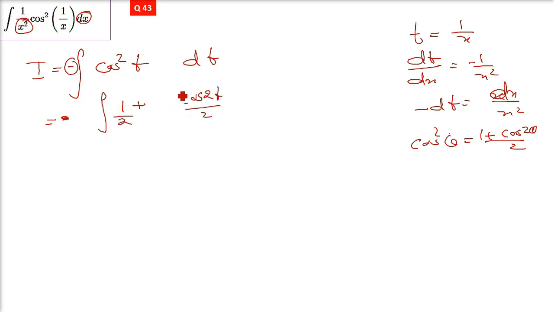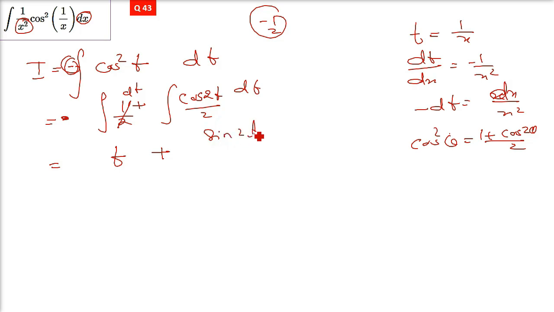And since it is t, we'll integrate them separately. Negative half is outside. I'm taking this half, which is common in both the terms, outside. Negative was already there. Integration of dt is t. Integration of cos 2t will be what? It's sine 2t, but we have to differentiate 2t and keep it in the denominator. So the differentiation of 2t will be 2 and it comes in the denominator.